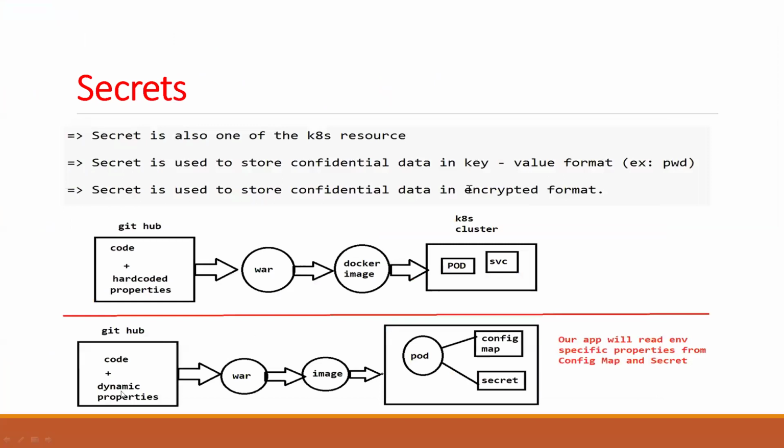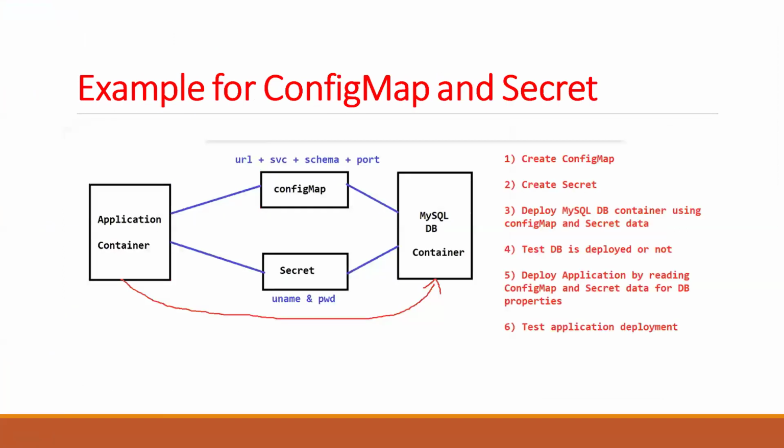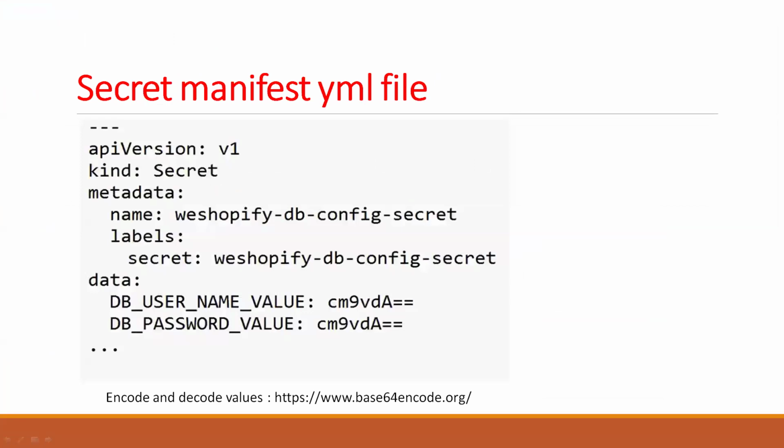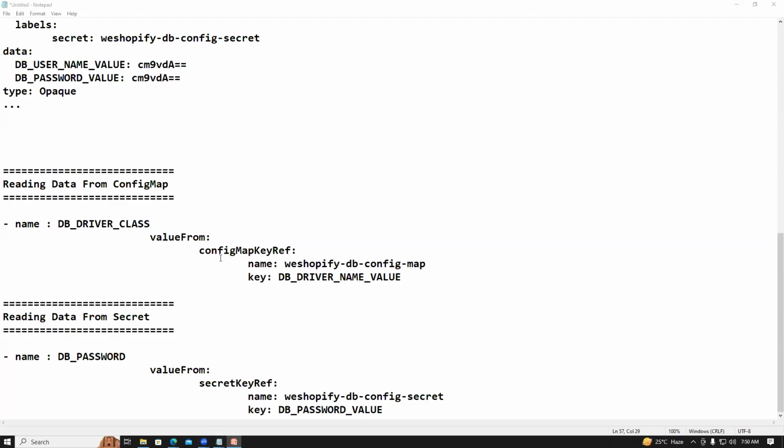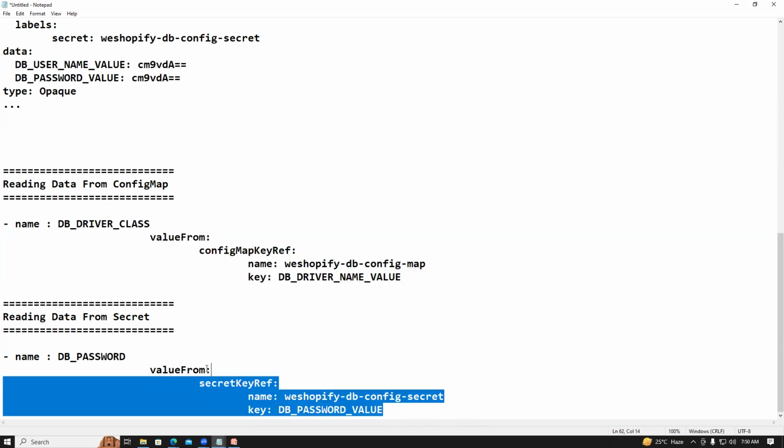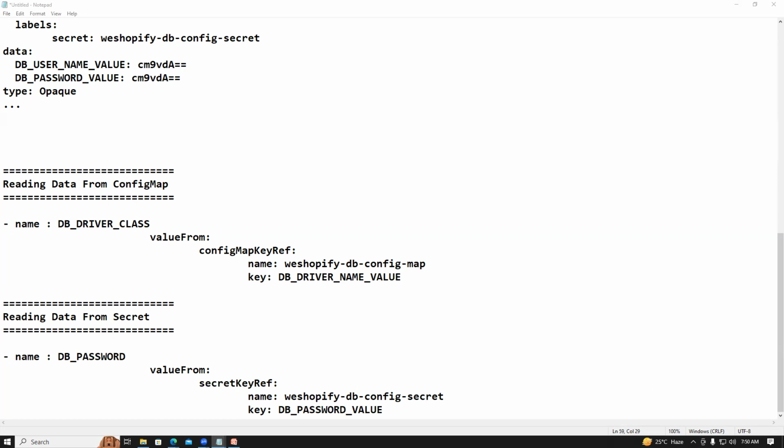So these are the dynamic values, dynamic properties. In the code, these are the dynamic properties. Hard coded properties will directly give the values. So these are the properties for providing data config, reading the data from the config map. This is the config map values. This is the secret values. Hard coded properties means we can directly provide the database URL, everything, right?